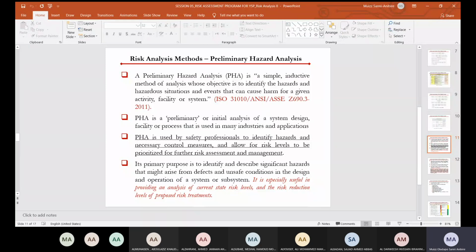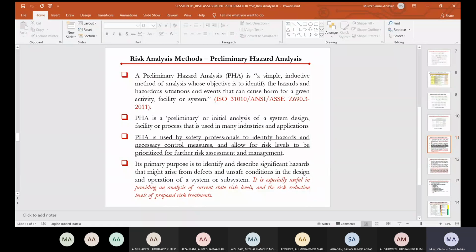You use different techniques. You look for a more rigorous approach to finding the root cause of the problem, or identifying the solutions to the problem. So that's called detailed hazard analysis. As for preliminary hazard analysis, it's simple and usually the first step. Okay, so it's an inductive method. Inductive means investigation, okay? It doesn't go deep, but it investigates the problem at hand.